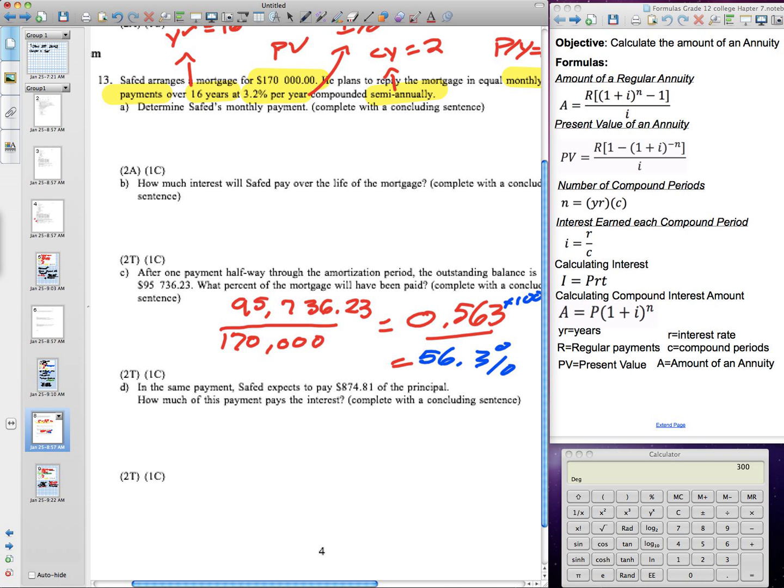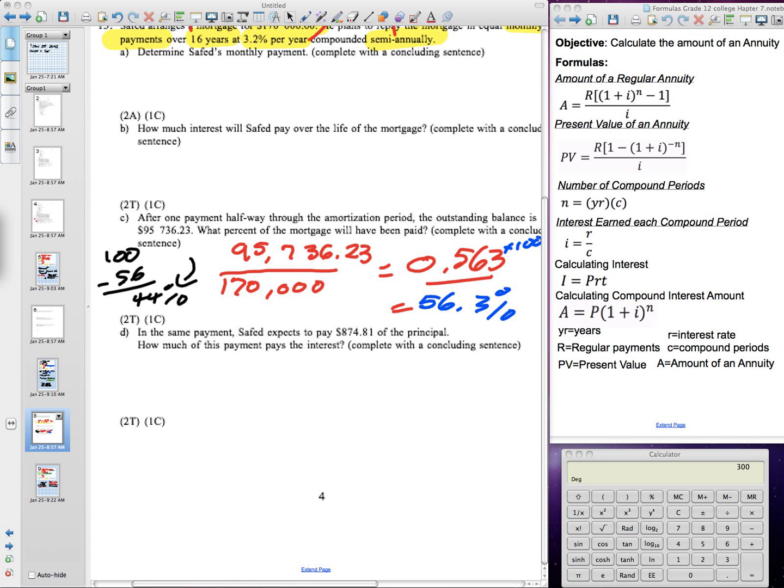So the question asked, what percent of the mortgage will have been paid? Well, I think I got you off the hook here. The real answer to this would have been subtracting that amount from 100. From that 56, that means 44% of the mortgage has been paid. Okay? 44% of the mortgage has been paid halfway through. So I want you to keep that in mind. After 8 years, I still haven't paid off half of the mortgage.